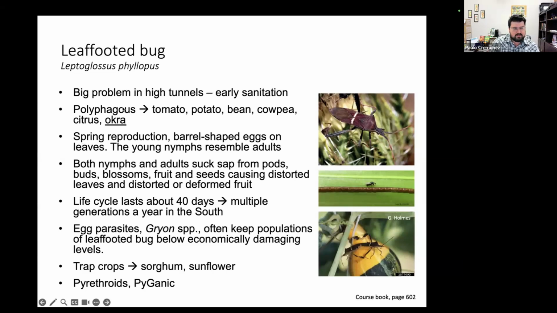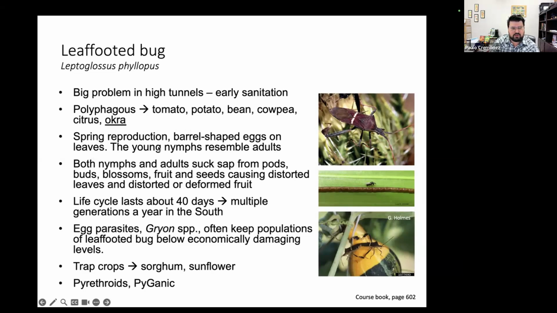But they are polyphagous. They are extremely attracted to tomato, potato, beans, cowpeas, citrus, and I underline here, okra is absolutely a magnet for leaf-footed bugs. So be aware if you have a history of leaf-footed bugs in the area and you're planning to plant okra, that is a big magnet for them.